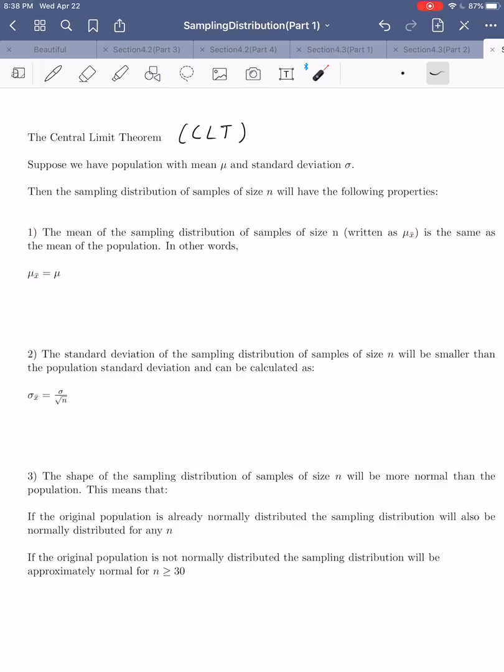All right, the second fact is a bit more interesting. The second fact says that the standard deviation of the sampling distribution of samples of size n will be smaller than the population standard deviation. And not only does it tell us that it's smaller, it actually tells us how to calculate it. It says that the standard deviation of the sampling distribution, notice I'm using that notation sigma with the x bar as the subscript, is equal to the original population standard deviation divided by the square root of n.